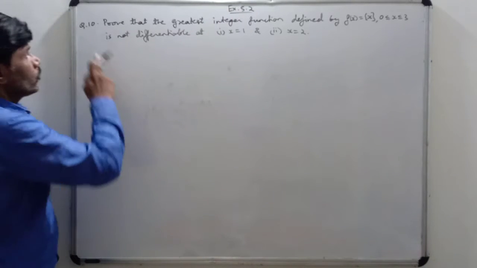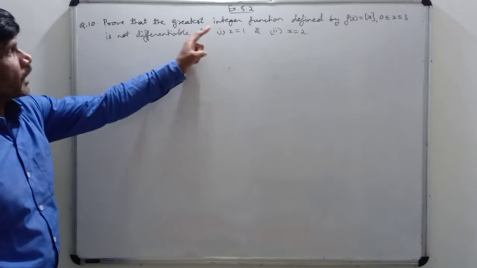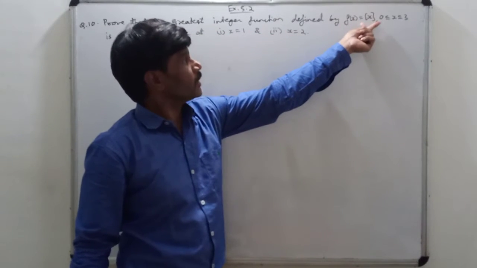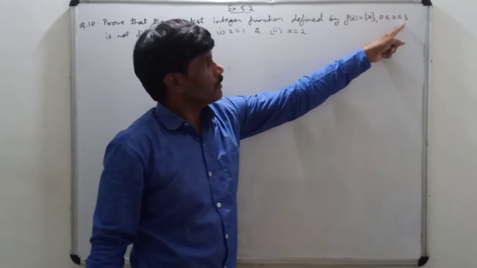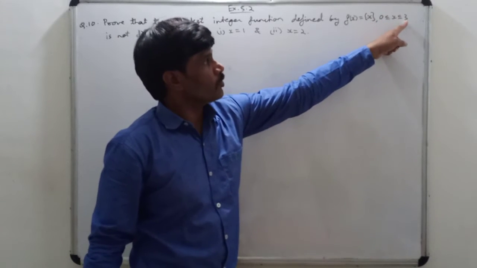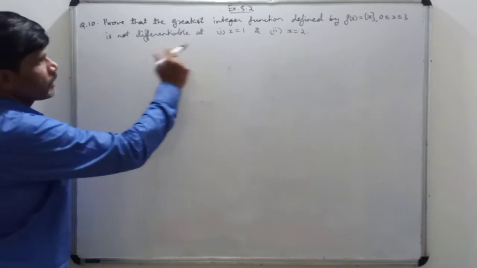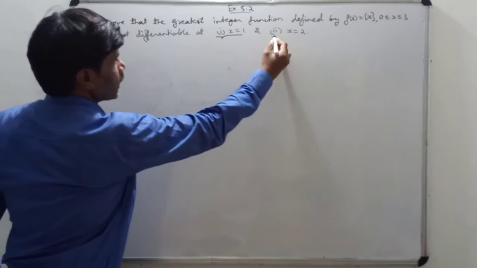Exercise 5.2, question number 10. Prove that the greatest integer function defined by f(x) = [x], where x is between 0 and 3, means 0 ≤ x ≤ 3, is not differentiable at first x = 1 and second x = 2.